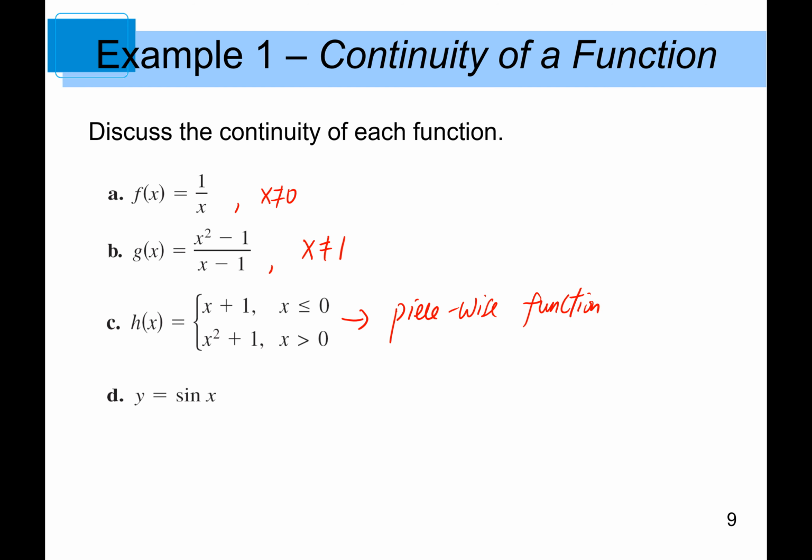Two pieces. First piece is linear equation. Second piece is quadratic equation, separated with different domain. And the third one is y equals sine x. And this is a typical case, it's continuous everywhere, meaning from negative infinity to positive infinity, it's all continuous, right?